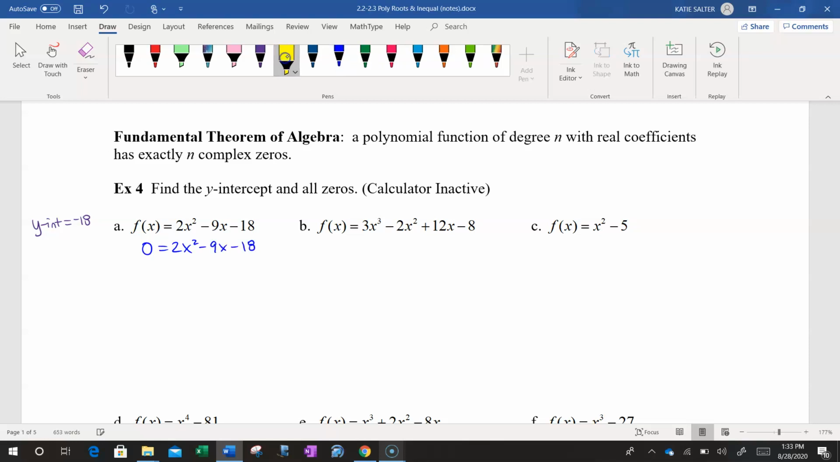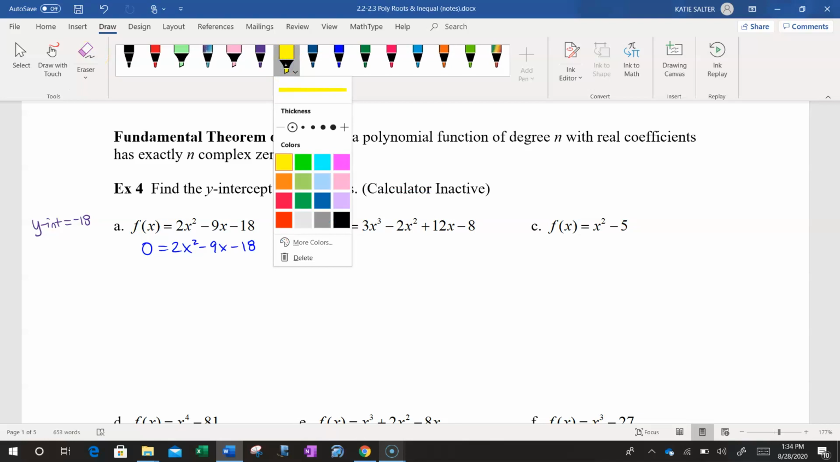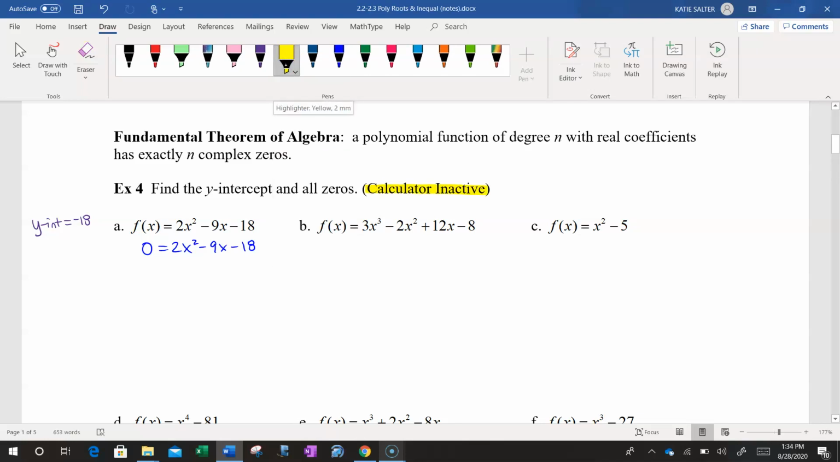Now, notice that the directions say calculator inactive. So if all you're doing is going in your calculator and graphing this and trying to find the zeros, you're missing the boat on this. Since this is quadratic, you could use the quadratic formula. But again, if you do that, you're going to be doing a bunch of number crunching. So I always think it's easier to start out by factoring. See if you can factor it. In this case, this is factorable.